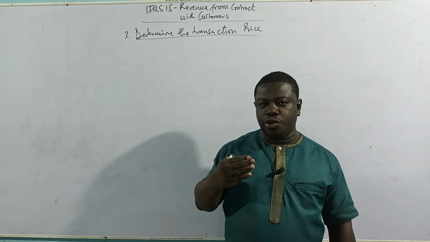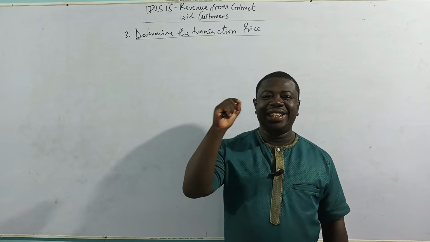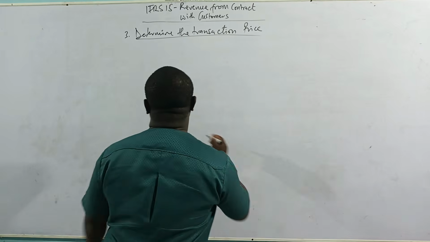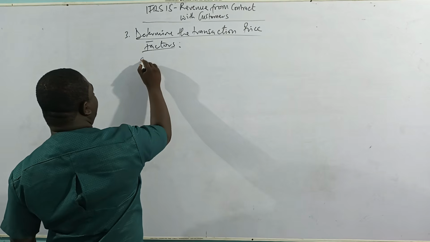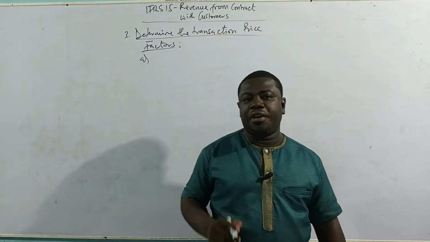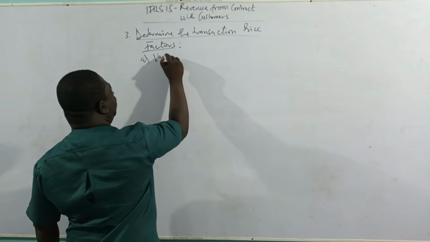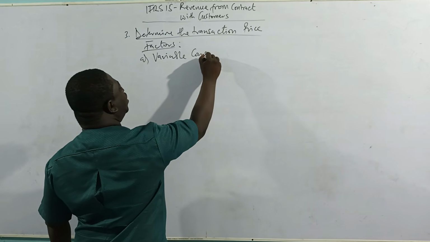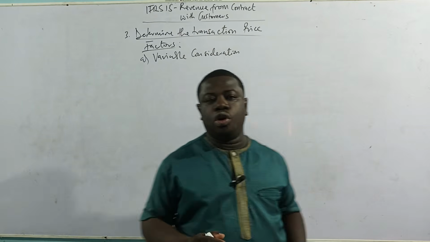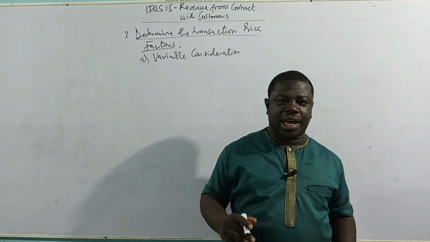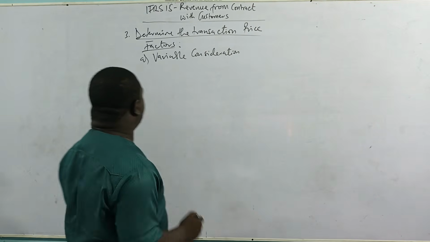So what I'm going to give you, or I'll put on your screen as well, is some factors to consider in determining the transaction price. So in determining the transaction price, the following factors must be considered. Now, the first one is variable consideration. I'm going to list them all together and then explain together as a whole, and then we'll solve a question. So the first one is variable consideration.